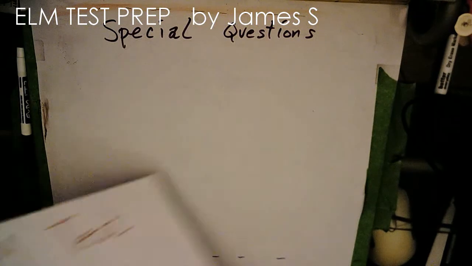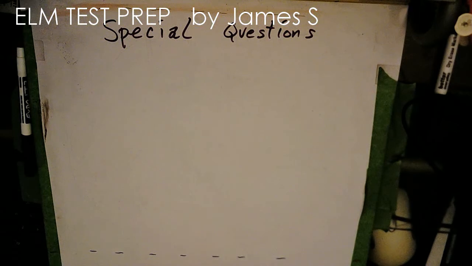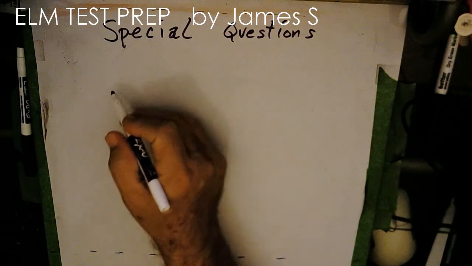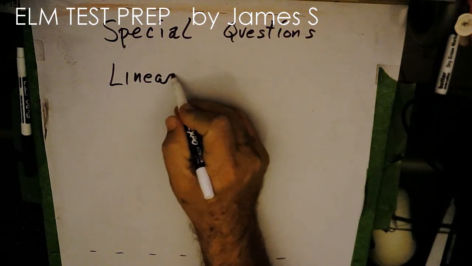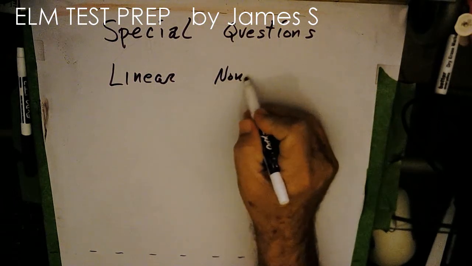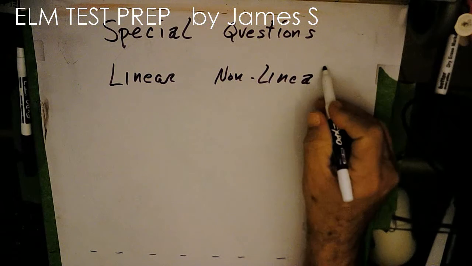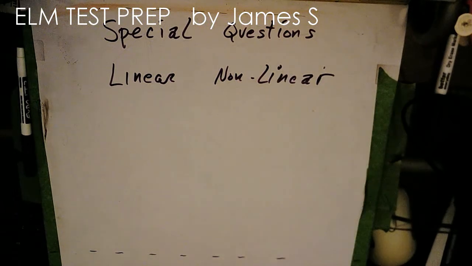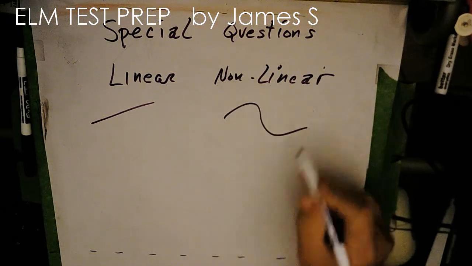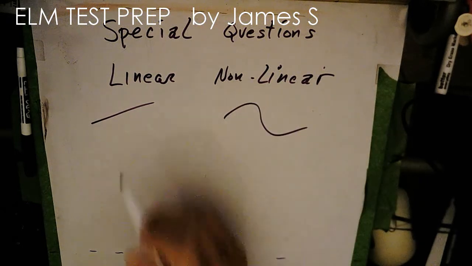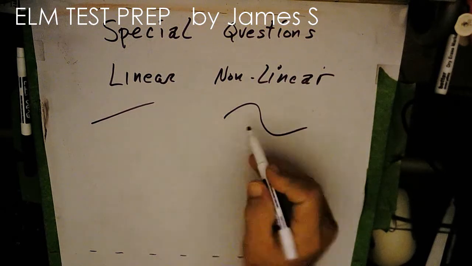And what I'm going to do is look at a couple special questions. We talked about graphing equations. Now, one of the things I didn't specifically talk about was whether something would be considered linear or nonlinear. This is probably a lot simpler than you think. Linear has to do with a line, and nonlinear means it's not a straight line. They're both lines, but this is a straight line and this is not straight.